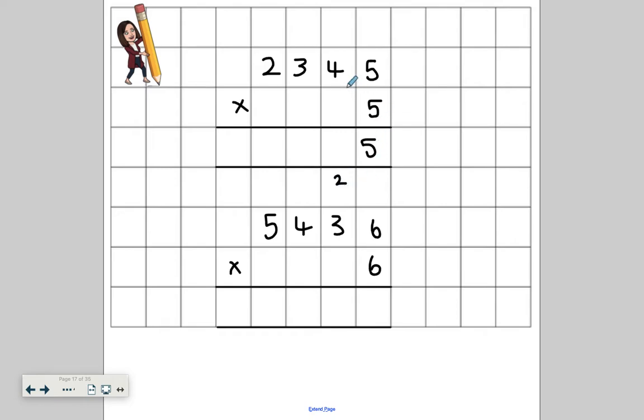Then I've got 4 times 5 here, or again 5 times 4, either way, which is 20, but I've got a 2 down here that I need to add, so it takes me to 22. I put my 2 in and carry the 2 along. Then I've got 5 times 3, and if I do my 5 times tables, 5, 10, 15, I've got 15, and 2, which is here, will give me 17. And I carry the 1, lots of carrying today.